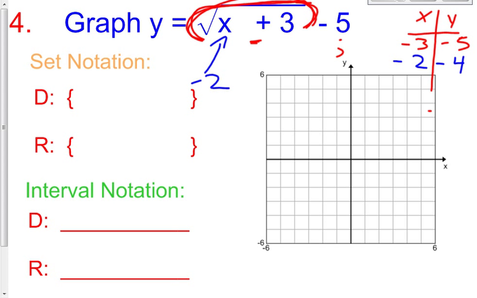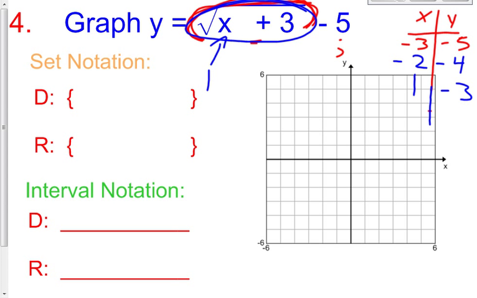Keeping on. We want this whole square root to equal a 4. So we're going to put 1 in here. 1 plus 3 is 4. The square root of 4 is 2. And 2 minus 5 is -3. So when we put in an x value of 1, we get a y value of -3.